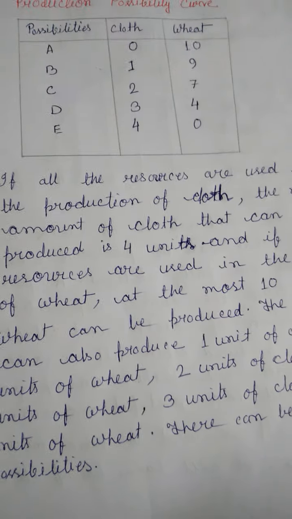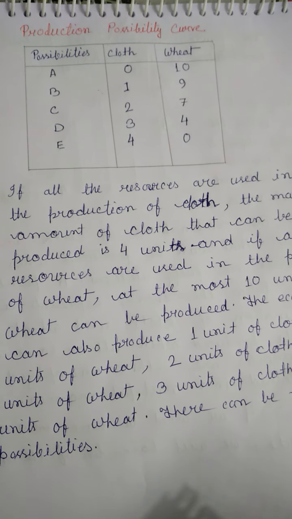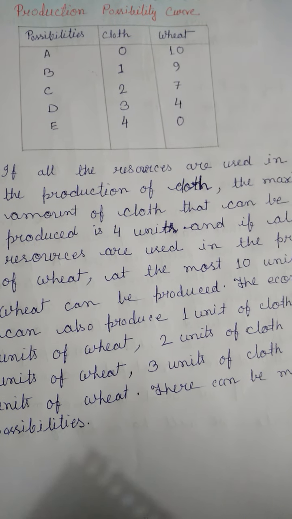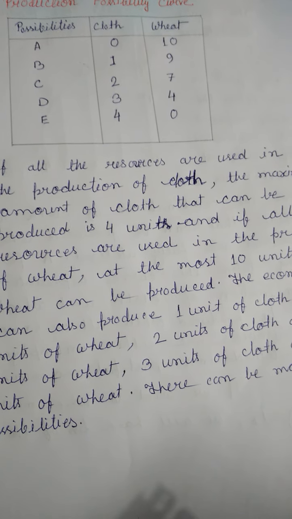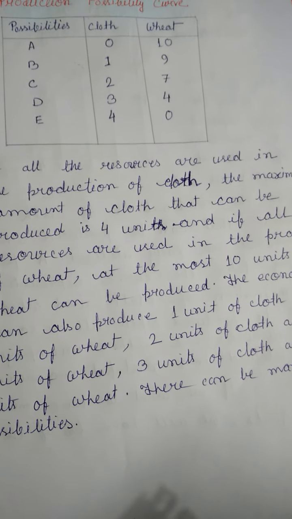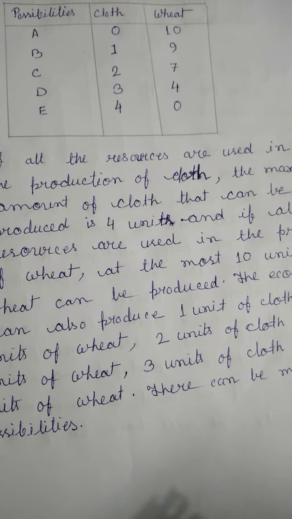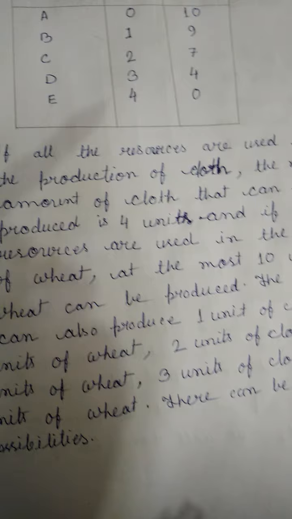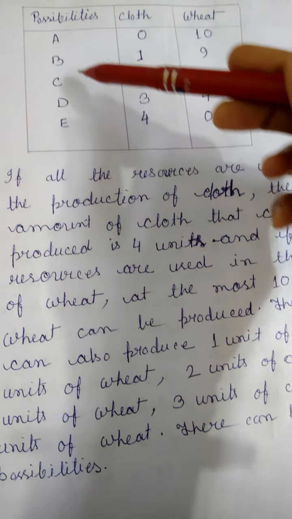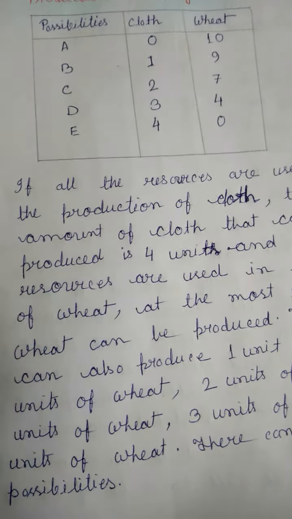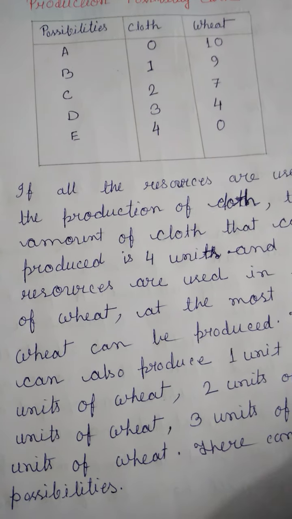Now, if all the resources are used in the production of cloth, the maximum amount of cloth that can be produced is 4 units. And if all the resources are used in the production of wheat, the maximum amount of wheat that will be produced is 10 units. Is it clear? So these are the various combinations. Like this, there may be so many combinations also. Now we will explain this with the graph.